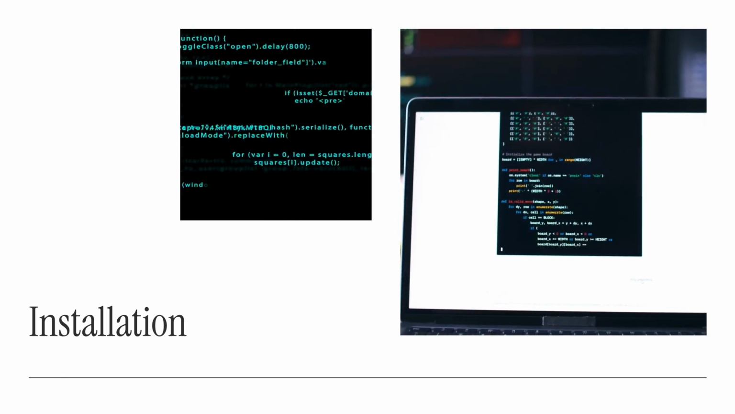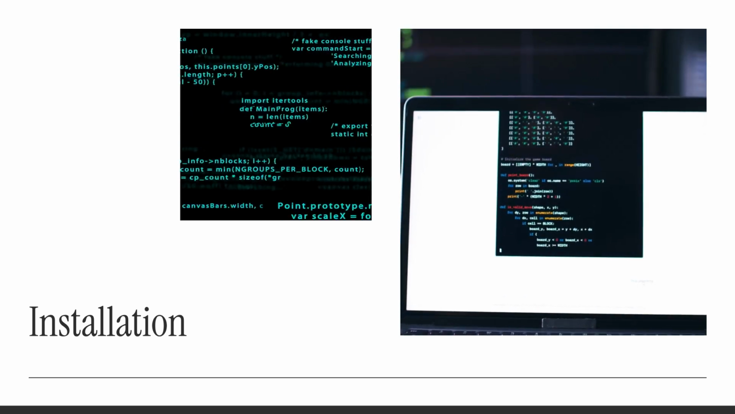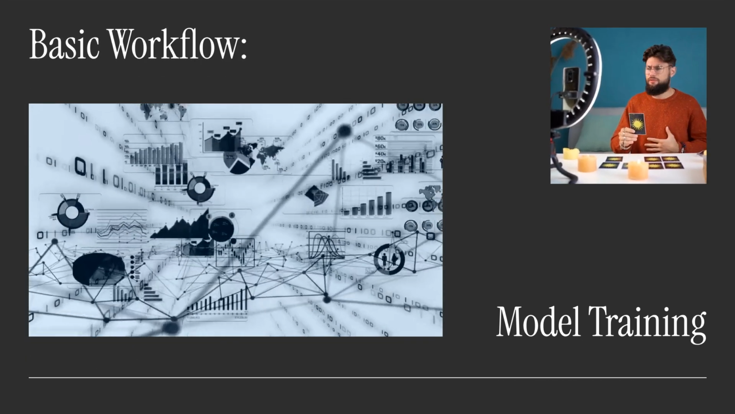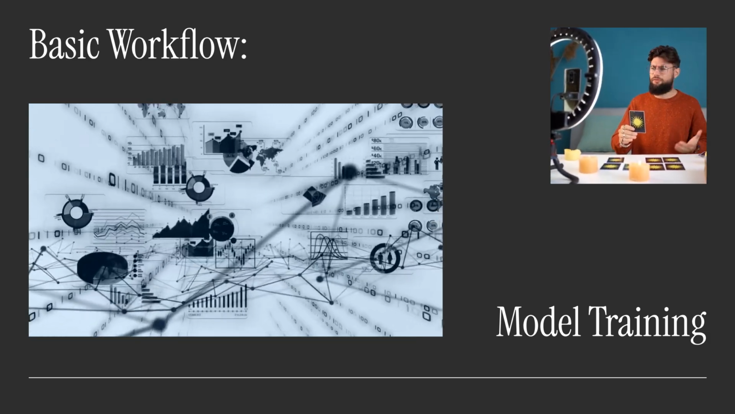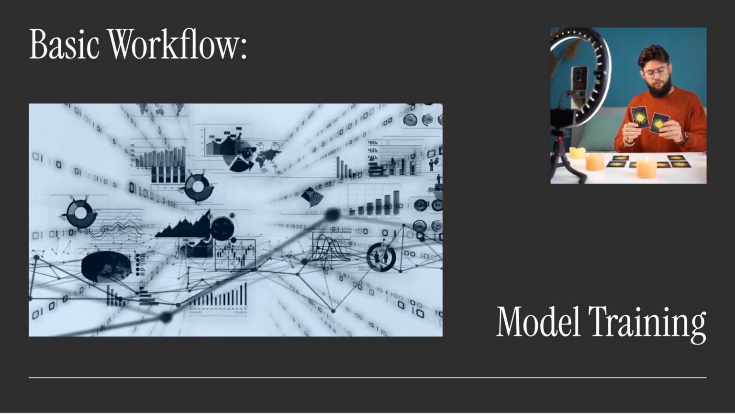Ready to dive in? Let's talk about how to get started with Scikit-learn. Installation is straightforward. You can typically install it using pip, Python's package installer, with a simple command, pip install scikit-learn. The basic workflow in Scikit-learn involves three main steps. First, preparing your data. Second, choosing and training a model. And third, making predictions. It's a very intuitive process designed to streamline your machine learning projects.